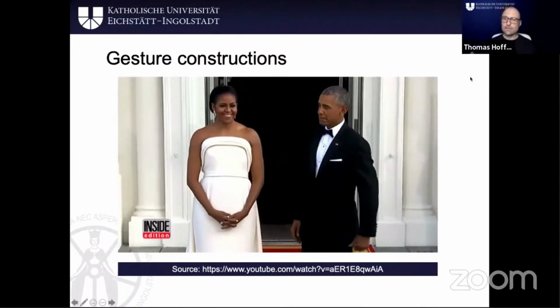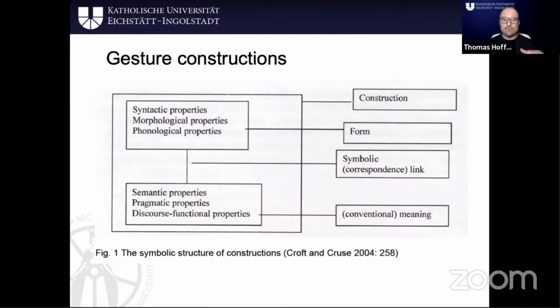Okay, so you can see that Obama does the thumbs up gesture. It's a culturally specific one, because in some cultures, biting your thumb or having the thumb up is not positive, but in many Western cultures, it's a sign of approval, of being supportive. And if you've got a constructional template, because it's conventional for a specific community, it can be stored, and it's going to be a unimodal gesture construction.